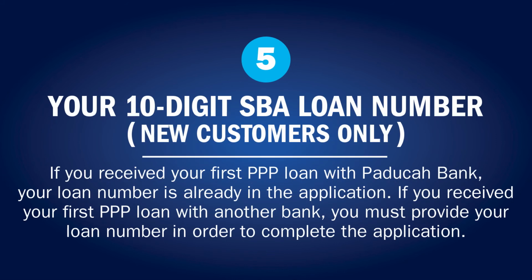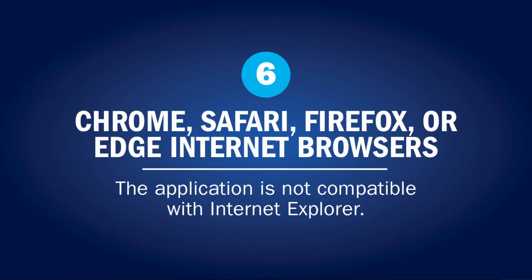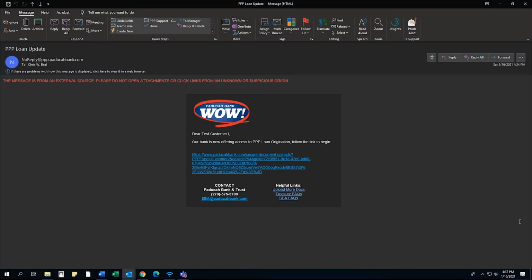Number five, your 10-digit SBA loan number if you received your first PPP loan with another bank. If you received your first PPP loan with Paducah Bank, your 10-digit SBA loan number is already on file, and we will put that into the application for you. And finally, you will need to use Chrome, Safari, Firefox, or Edge as your internet browser. This application is not compatible with Internet Explorer. So once you gather all of that information and you are ready, then we can get started.